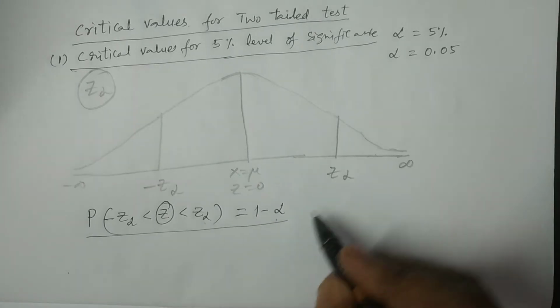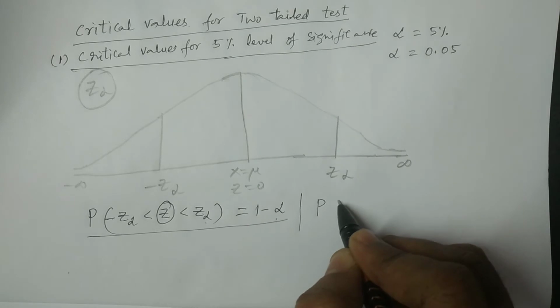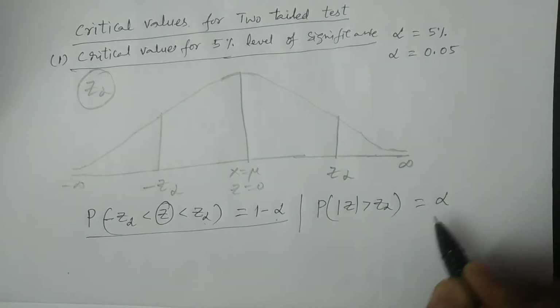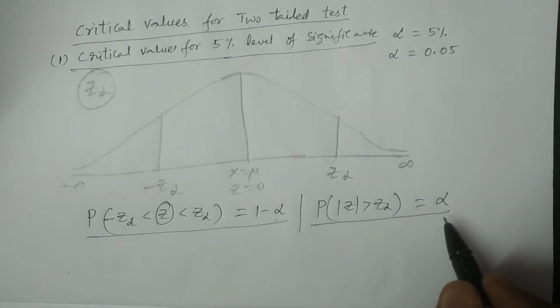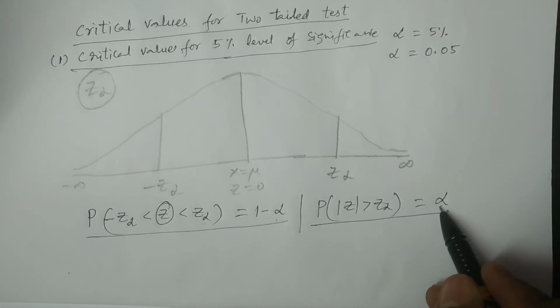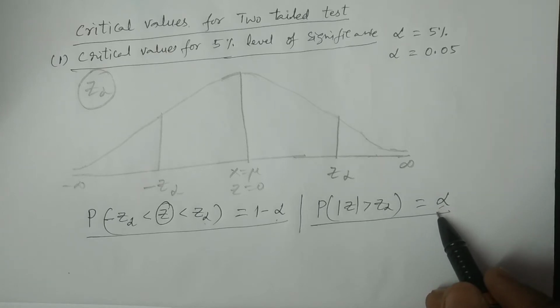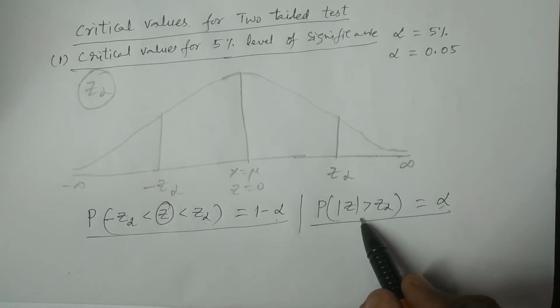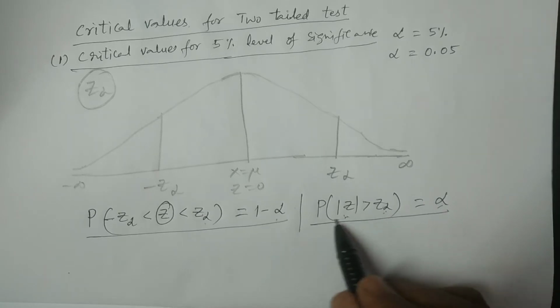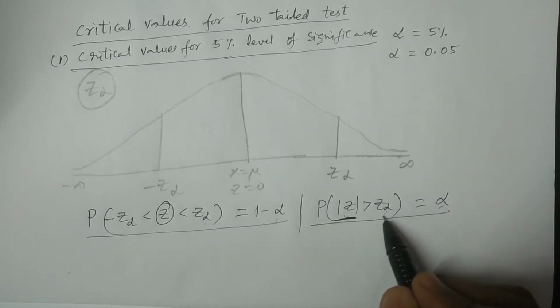This is obtained through the probability of modulus of z greater than z alpha is equal to alpha, by the definition of alpha. What is the definition of alpha? It is the probability of rejecting H0 when H0 is true. It is the risk of rejection. When we reject the null hypothesis H0, modulus of Z is greater than Z alpha, that is, the calculated value is greater than the tabulated value, which means the significant value or critical value.